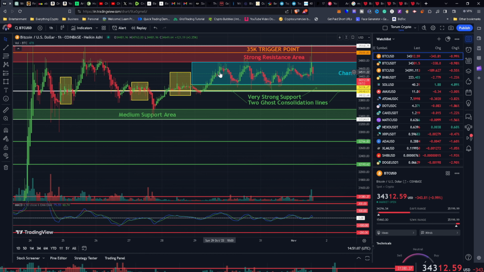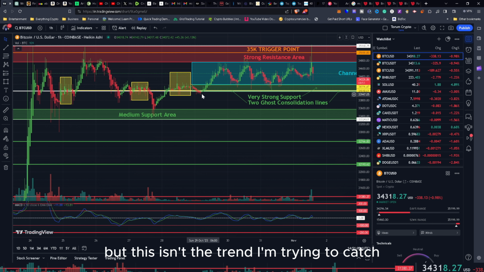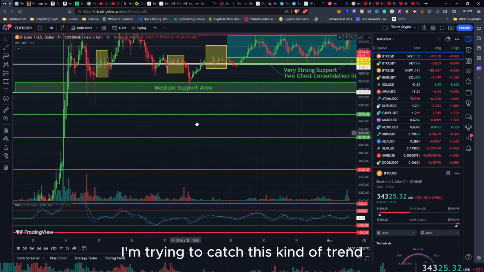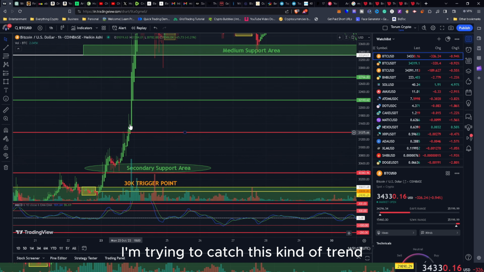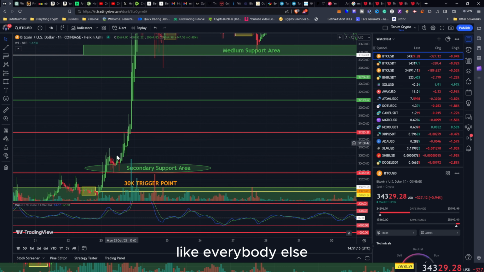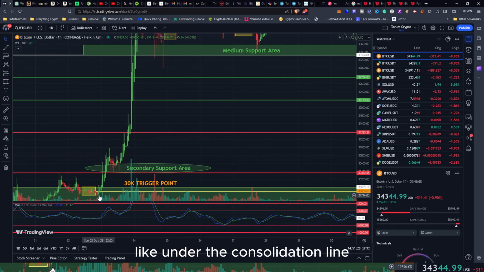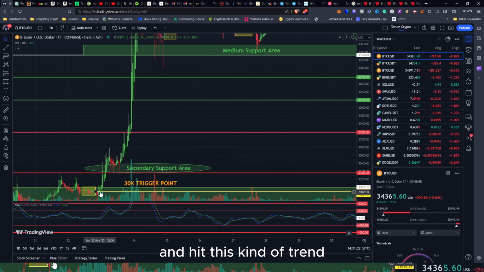All right, but this isn't the trend I'm trying to catch. I'm trying to catch this kind of trend like everybody else. I want to enter here like under the consolidation line and hit this kind of trend.